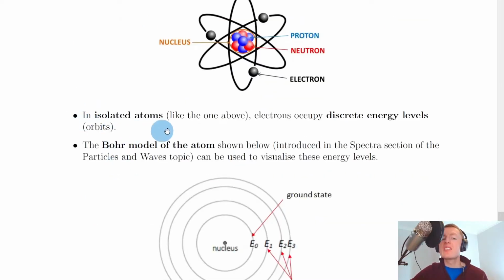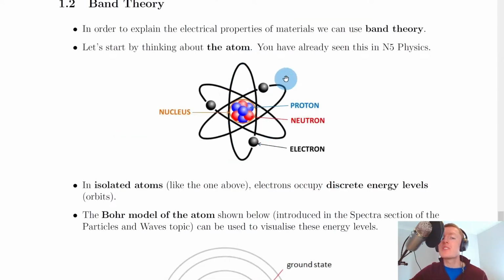So it says that in isolated atoms like the one above, electrons occupy discrete energy levels known as orbits. So these black paths here are known as orbits or discrete energy levels. And discrete just means they are well defined, which means they have a certain value of energy.